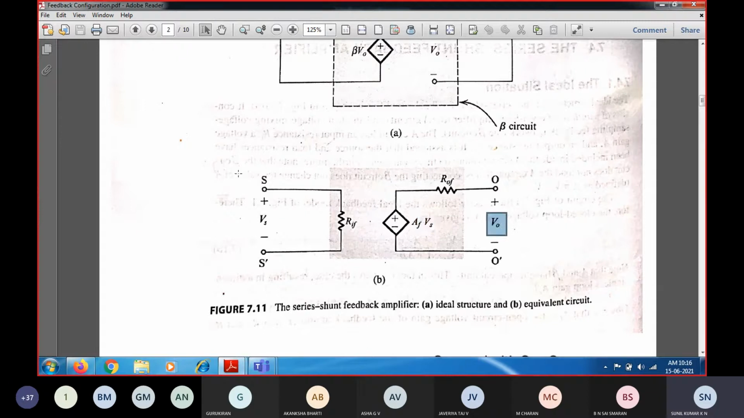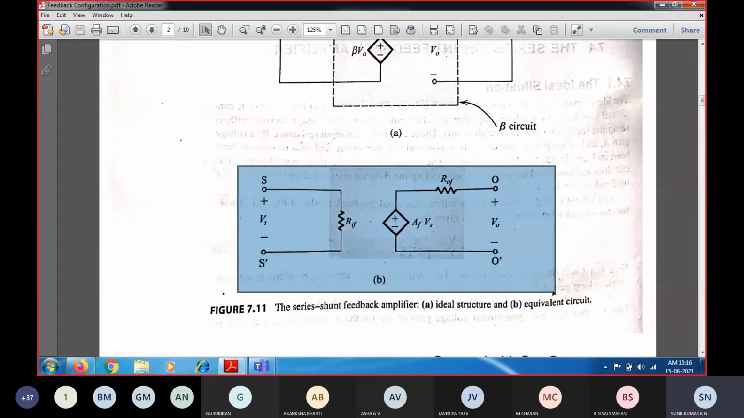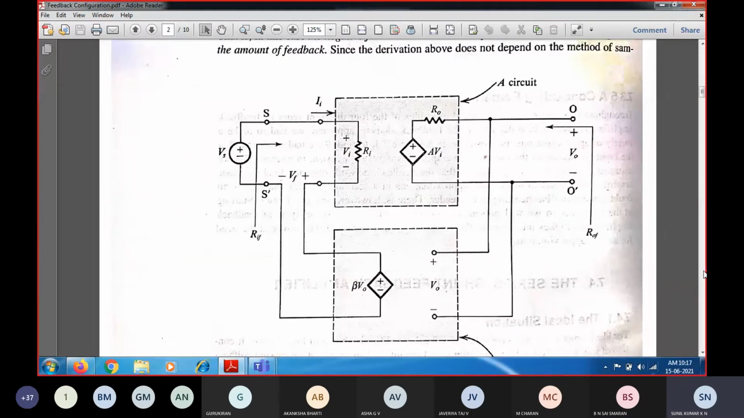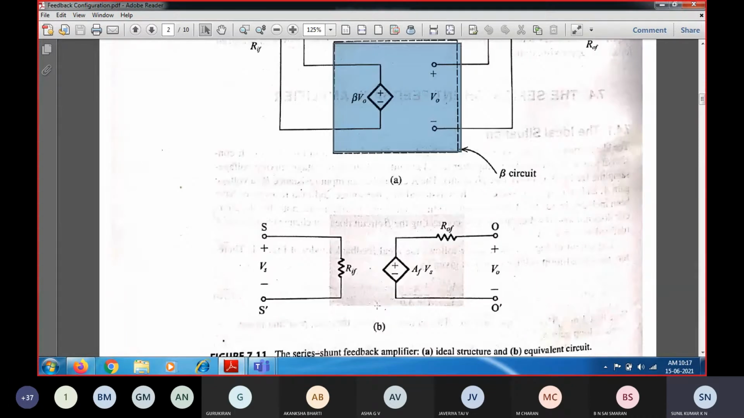So this is the equivalent circuit of the series shunt configuration. This is the entire general feedback structure, with respect to the amplifier as well as the beta feedback network. On employing these, correspondingly we are going to represent the equivalent circuit.